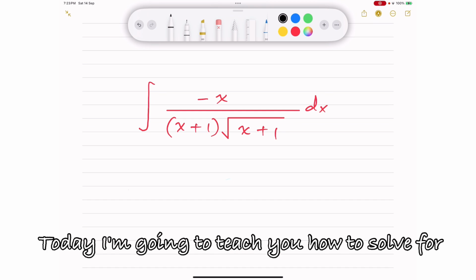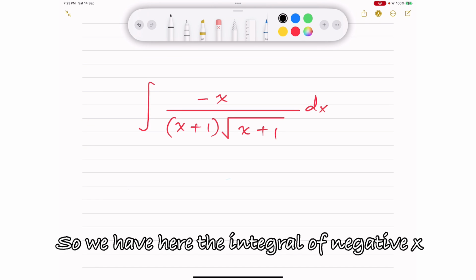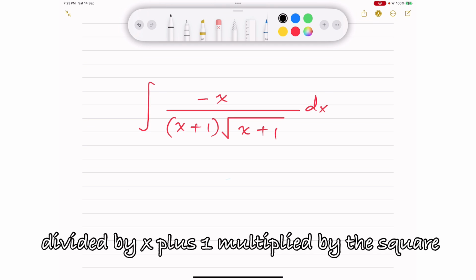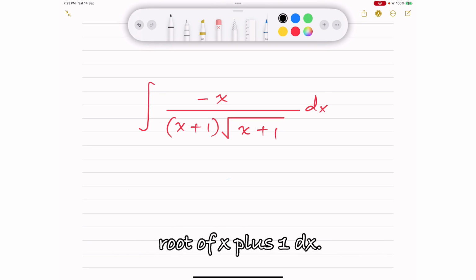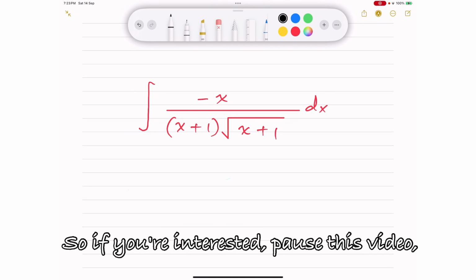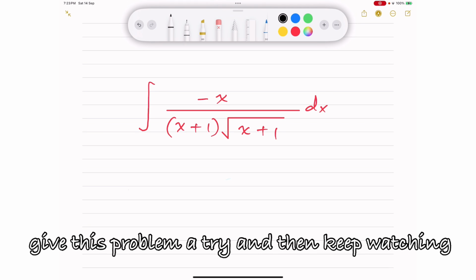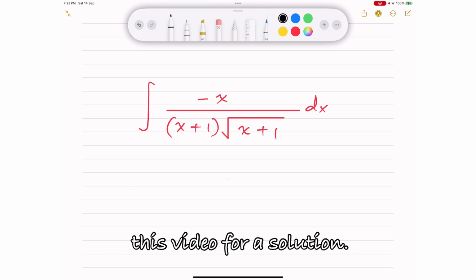Today I'm going to teach you how to solve for this indefinite integral. So we have here the integral of negative x divided by x plus 1 multiplied by the square root of x plus 1 dx. So if you're interested, pause this video, give this problem a try, and then keep watching this video for a solution.